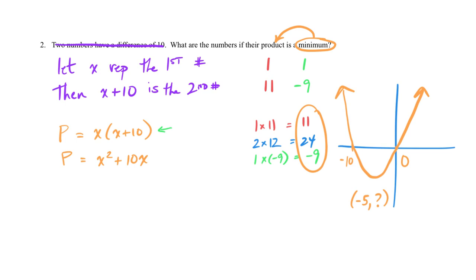What I want you to focus in on is the fact that what I have in orange represents all the possible products of two numbers that are 10 apart. So in order to find a minimum, I need to build a function. So can we take a look back up in the problem? You'll see that I circled the minimum. For me to find a minimum product, then I need to build a product function. That's what I did in the orange algebra.